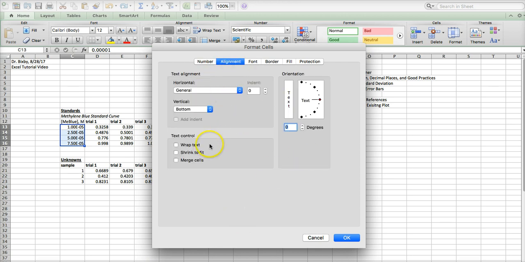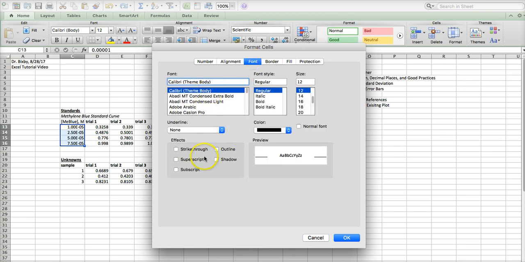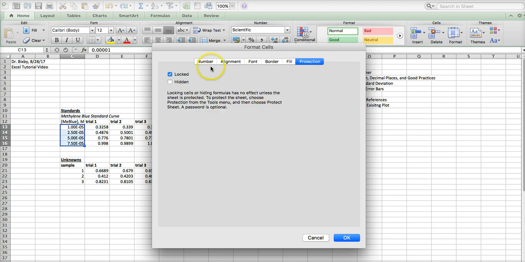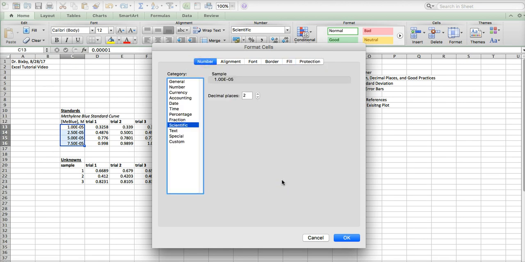You can align the text so that it is at an angle if you like. I'm going to make sure that this is at 0 degrees. Okay, you can change the font that's there. You can do superscript, strike through, subscript, outline, any kind of text formatting that you would do in Word or anything like that. You can put a border around the cell here. You can fill it with a specific color if you'd like. All the options that you need are in that menu, and so if you don't have any of these fancy buttons up here at the top, you can always find this under Format Cells.